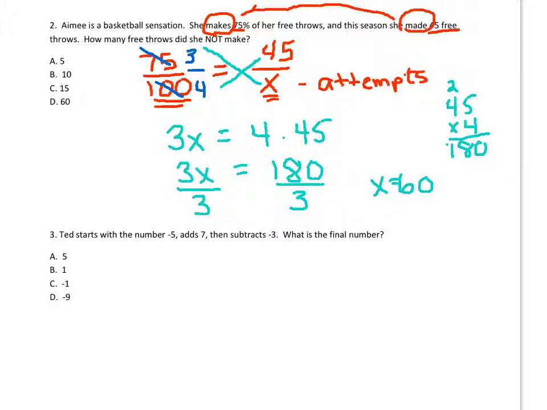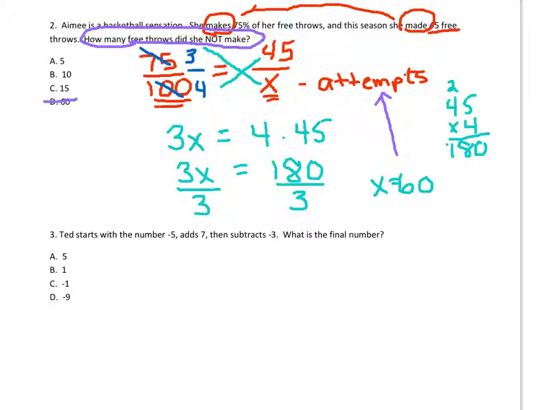Now, it's really important to remember that that equals the number of attempts. The problem is not asking for how many free throws did she attempt. They're asking how many did she not make. So we're not done with this answer 60, which means letter D is a total distractor. Letter D should be crossed off your list of possibilities.